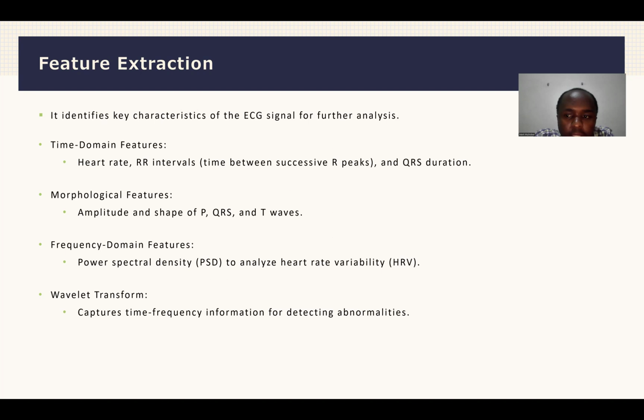Then the time frequency features, which we shall talk about. These are non-stationary, meaning their frequency components change over time.